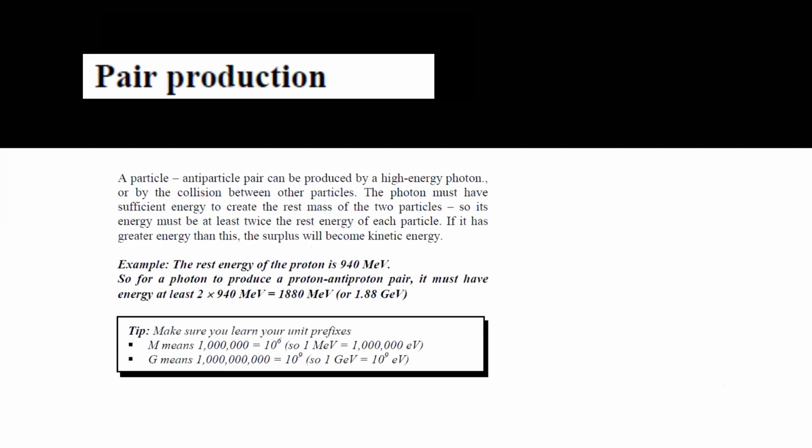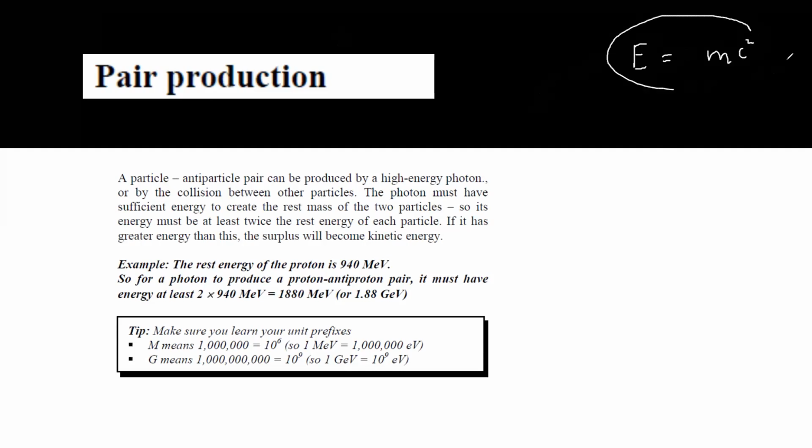Then the opposite of annihilation is called pair production. As we know, the concept given by Einstein is that mass can be changed into energy or energy can be changed into mass, and they are related by the formula E equals mc square. When mass is changing into energy, we call that annihilation. But when energy is changing into mass, we call that pair production. Why specifically do we call it pair production?